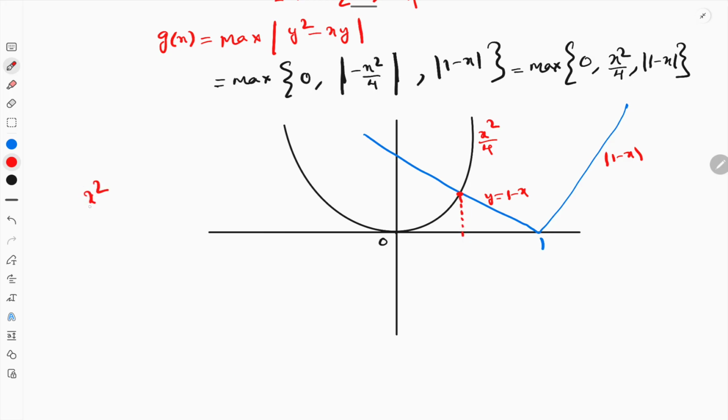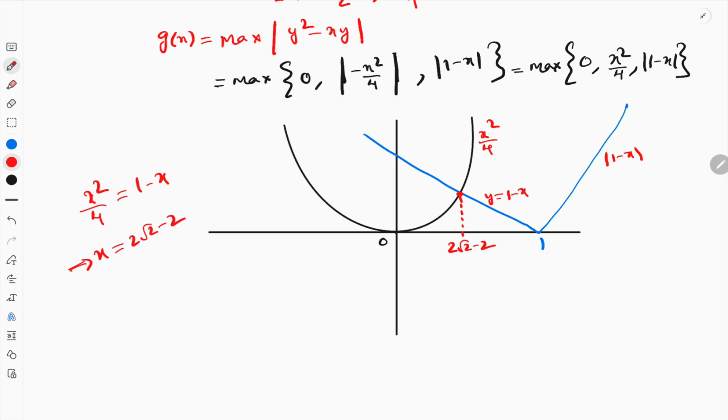So that is x square by 4 equal to 1 minus x. If you solve it by using the quadratic formula, x equals minus 2 plus or minus 2 root 2, but it's a positive quantity. So 2 root 2 minus 2 is the value. So at this point, they are intersecting.